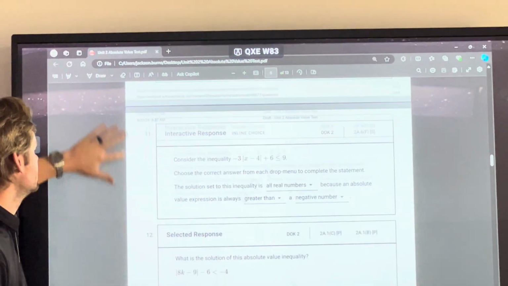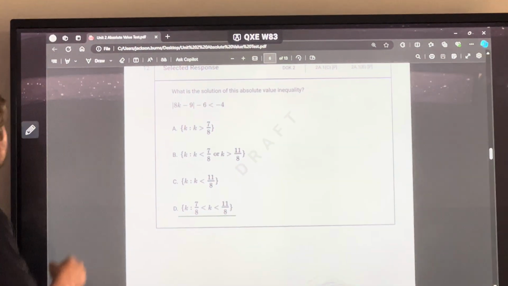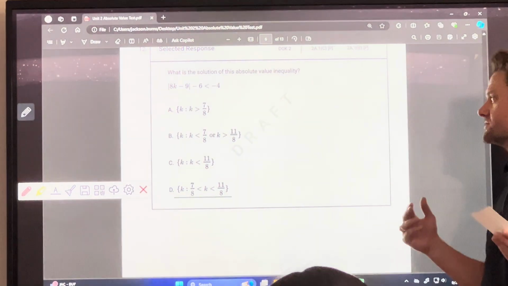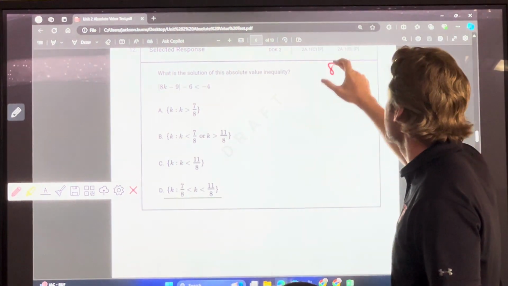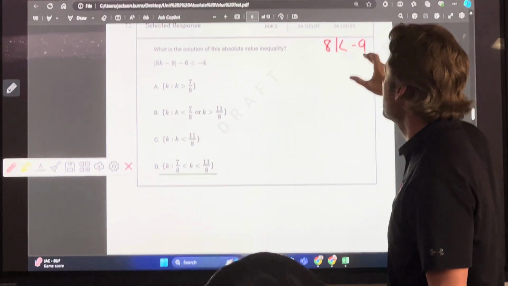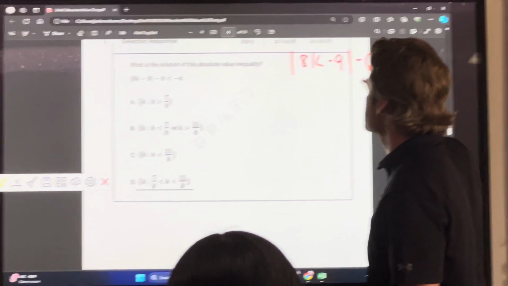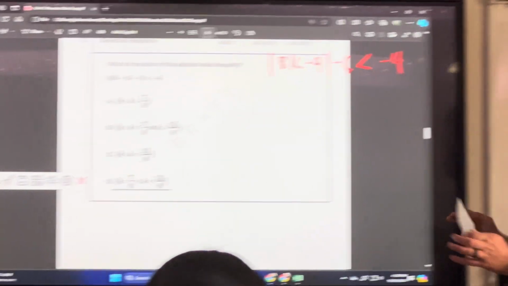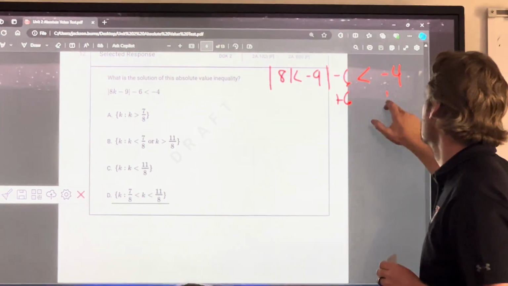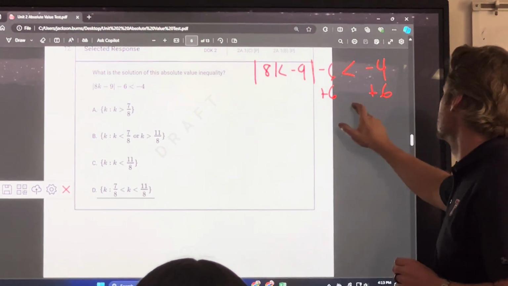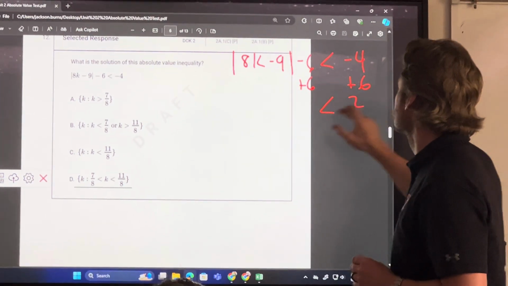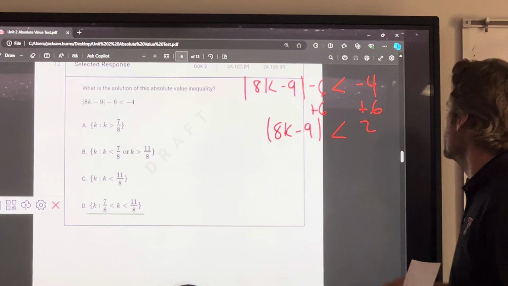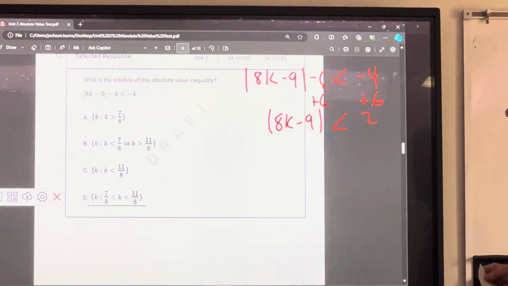Yes, 12. All right, 12. Fractions are friends. So just the basic absolute value inequality, just going to have to use fractions on this. You do it the exact same way. So I have 8k minus 9, minus 6 is less than negative 4. So you want to start isolating your absolute value, plus 6, right? So now I get 8k minus 9 in absolute value is less than a positive 2 over here.